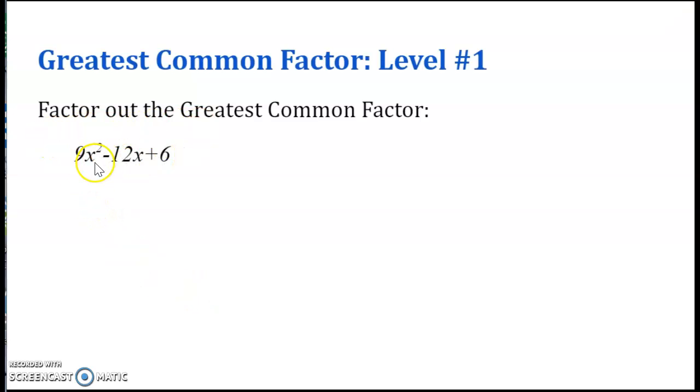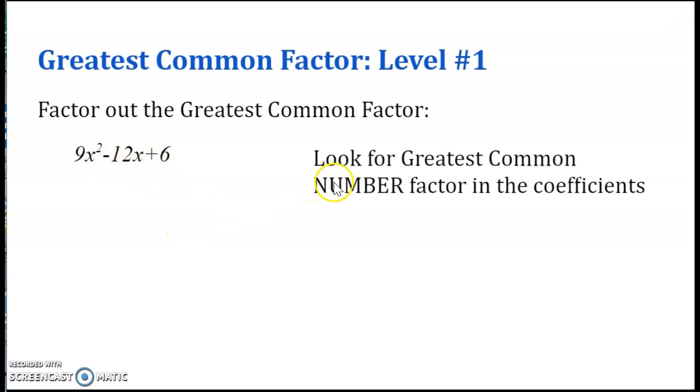Okay, so factor out the greatest common factor, 9x squared minus 12x plus 6. So to do that, you need to look for the greatest common factor in numbers first, in the coefficients. So looking at the coefficients, we have 9, 12, and 6. So we can say that 9x squared is really 9 times x squared minus 12x plus 6. And 9 is really the same as 3 times 3. That's the prime factors here. And then 12, we're just going to say 3 times negative 4, because we're looking for a number that is common to all three.